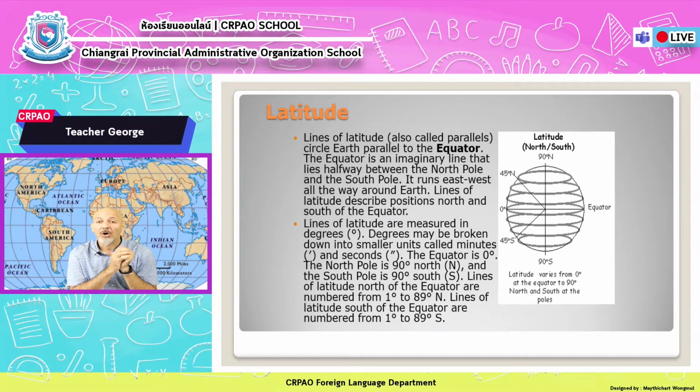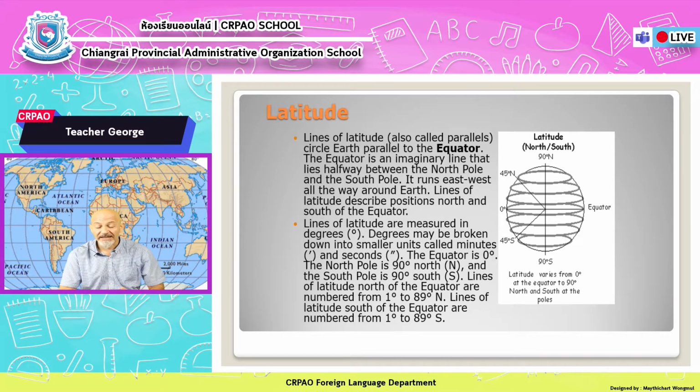So lines of latitude, also called parallels, circle Earth parallel to the equator. The equator is an imaginary line that lies halfway between the North Pole and the South Pole. So it is here in the middle. It runs east to west, all the way around Earth. Lines of latitude describe positions north and south of the equator. Lines of latitude are measured in degrees. Degrees may be broken down into smaller units called minutes and seconds.